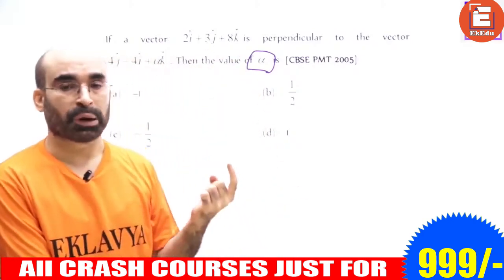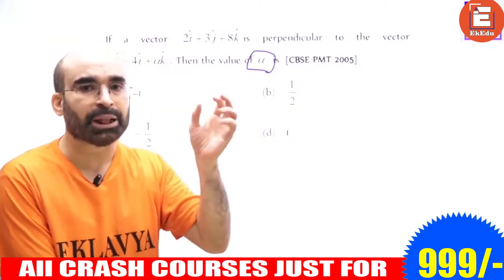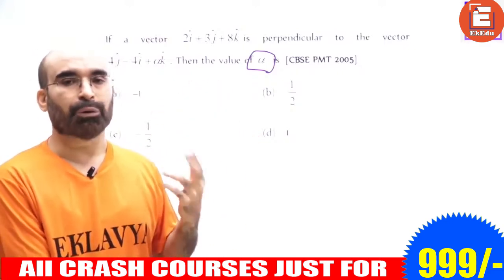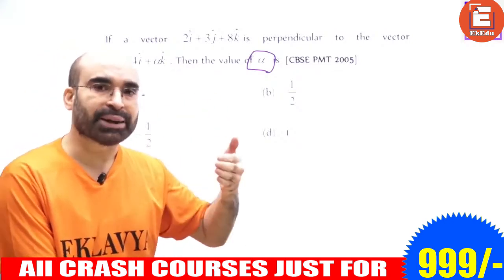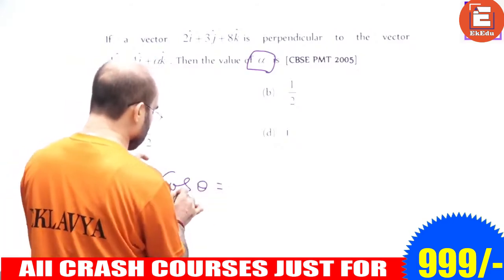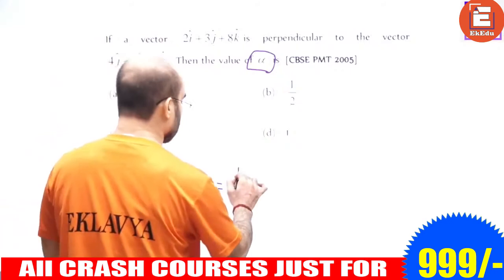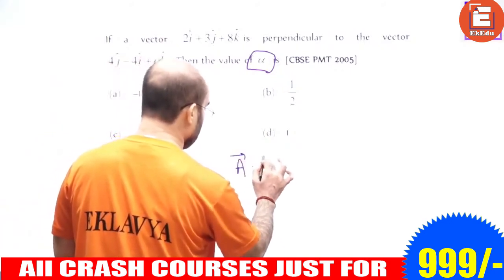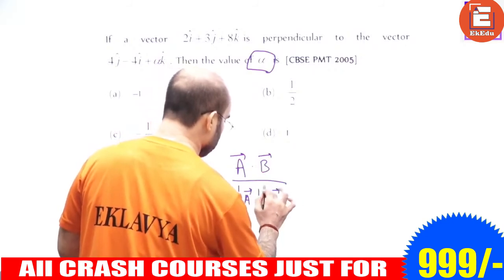One type of question. Another type of question, they will ask you to find out the angle between the two given vectors. How would you do that? You would get the dot product divided by the magnitudes, giving cos theta. This is the angle theta. Theta is the angle between vector A and B. So it would be simply A dot B divided by magnitude of A and magnitude of B.